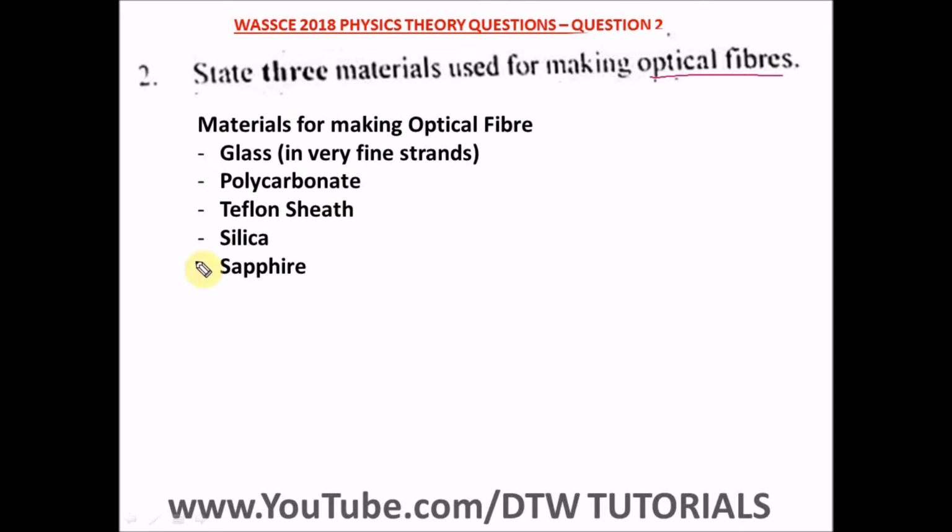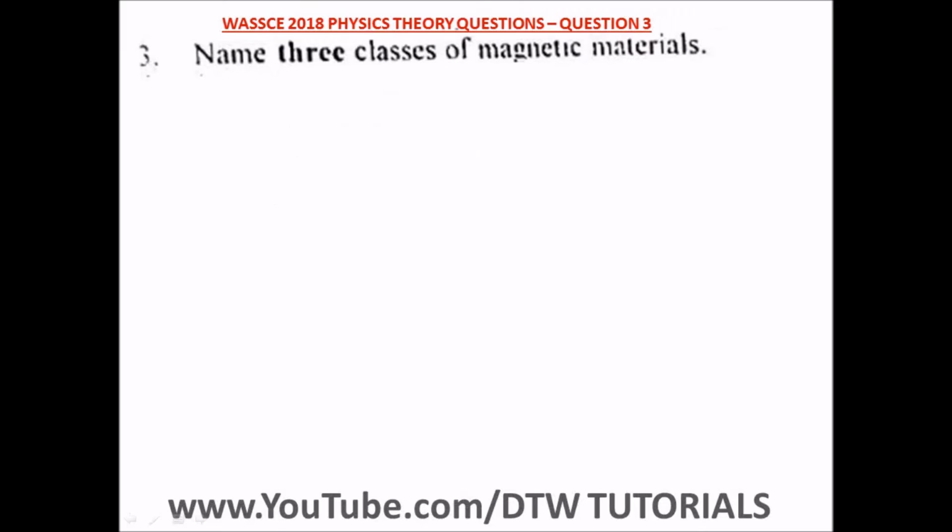From these 5 materials, you just pick 3 that you're very comfortable with, that you quickly remember. I know students will go for glass, silica, and polycarbonate. But don't forget that you can also use sapphire for making optical fiber.